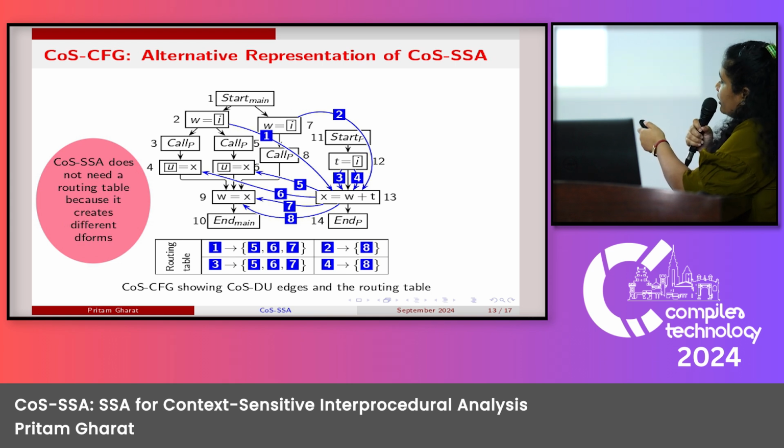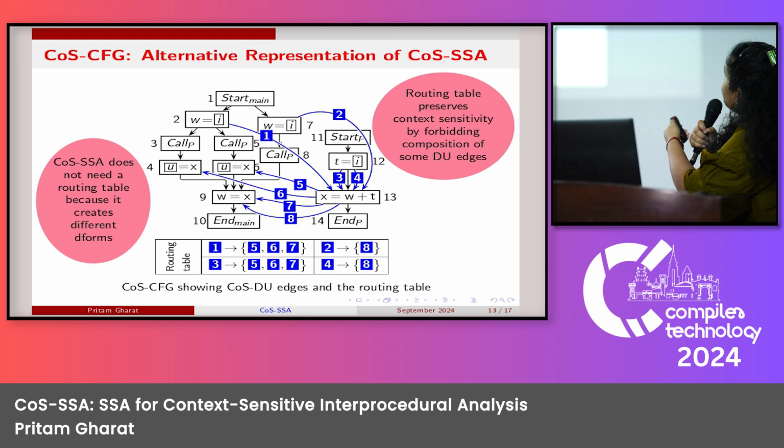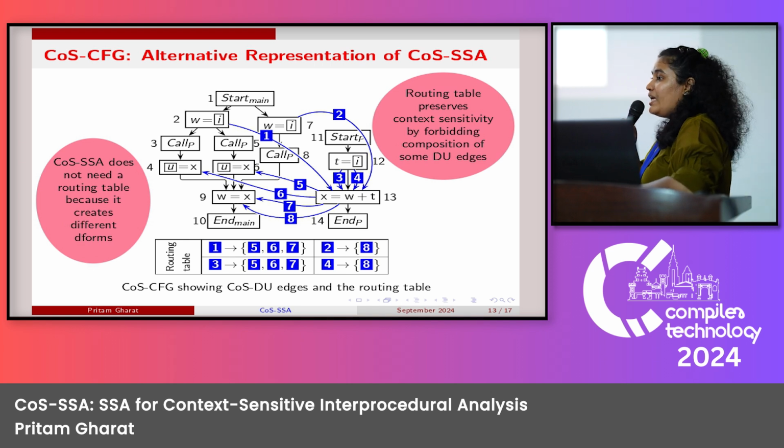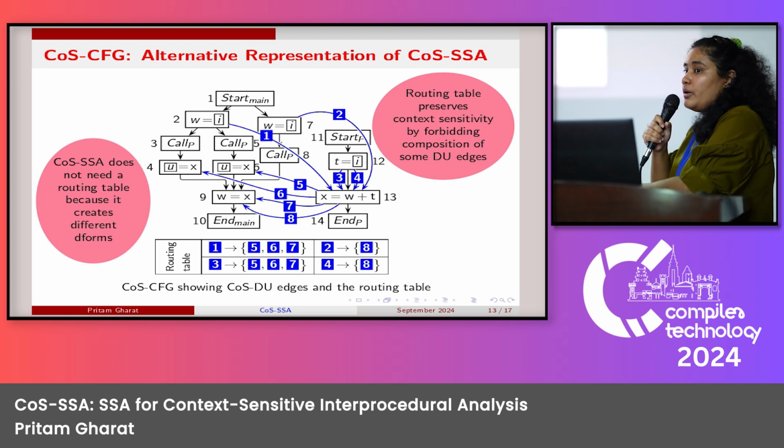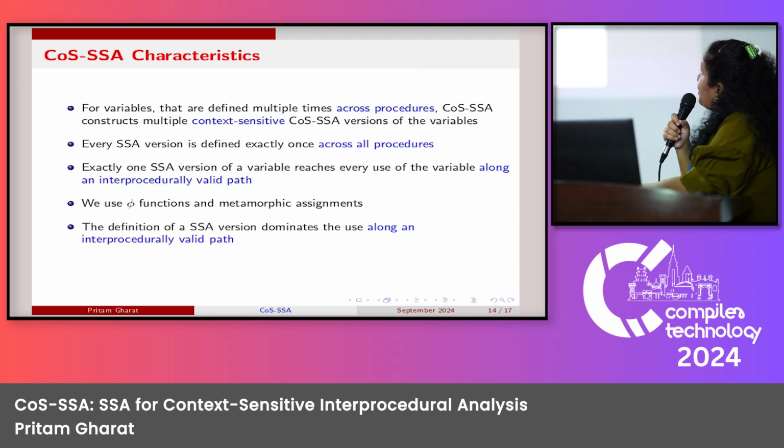So we end up giving a routing table which helps you preserve context sensitivity by forbidding composition of some DU edges. So edge 1 will only be composed with 5, 6, and 7 according to the routing table. It will not be composed with 8 because that is a different context, which we got from the previous CoS-SSA version. This is important because for now we haven't introduced CoS-SSA destruction, so we should be able to use this particular representation for performing optimizations.